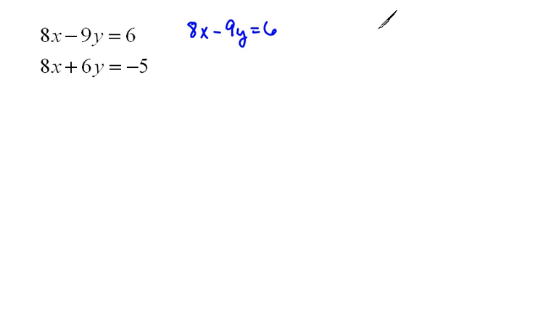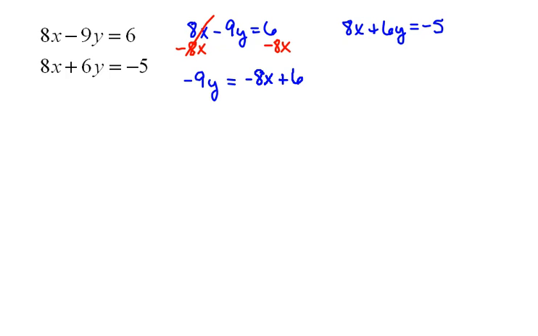So there's our first equation. And here's our second equation. All right, so let's just concentrate on one at a time. I want to solve this equation for y, so I want to move this 8x over to the other side to get rid of it. So now we have negative 9y equals, I'm going to put the x's in front, so negative 8x and positive 6. Now, I want to get y alone, so I'm going to divide everything by negative 9.